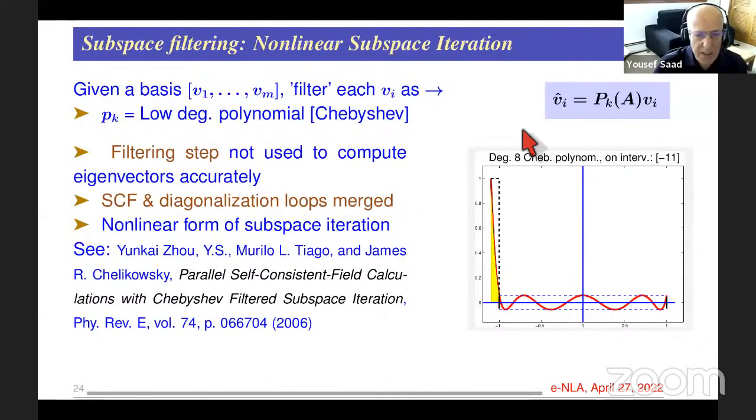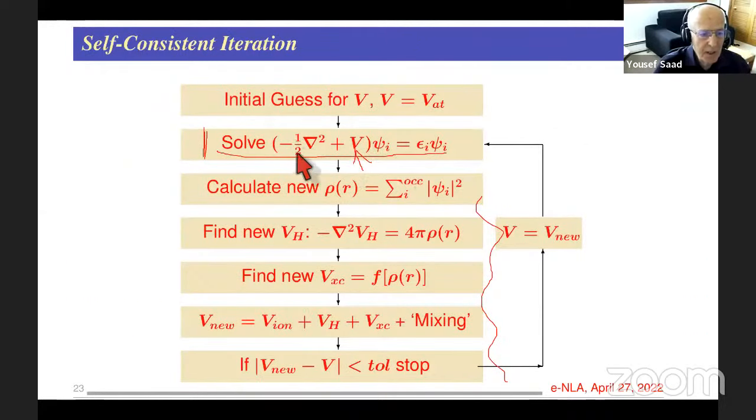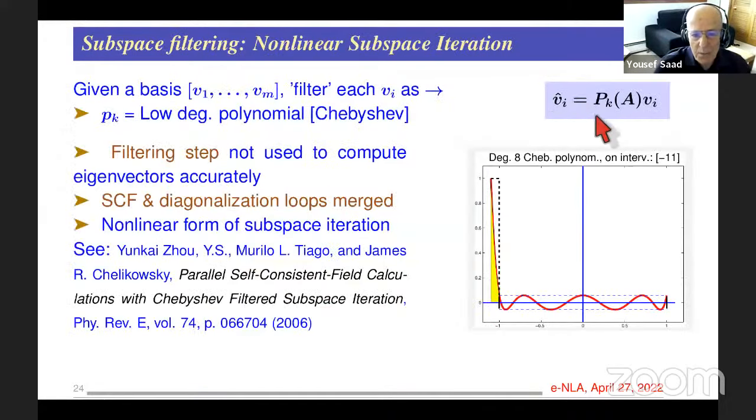So instead of solving the eigenvalue problem, I would simply replace the step here by filtering. Each of these psi i's will be filtered. I'm going to choose a polynomial that will enhance the eigenvalues of interest, and I apply that, and that's all I need. I don't want to compute the eigenvalues accurately. So essentially, the subspace iteration loop of the eigenvalue problem is merged with the outer loop. So I gain one loop from here. You can also view it as a nonlinear form of subspace iteration.